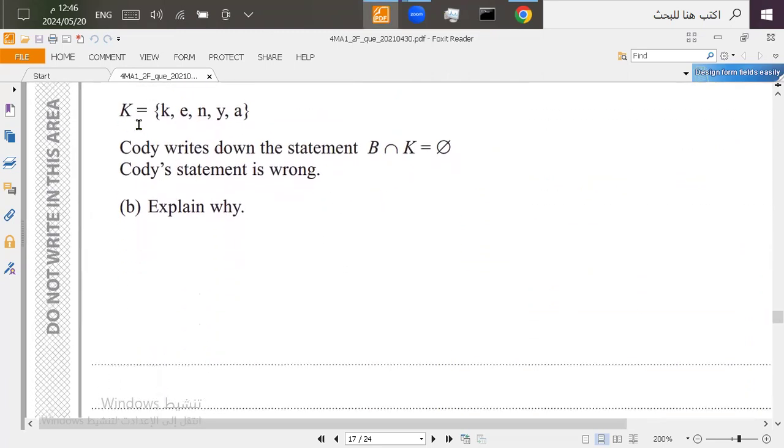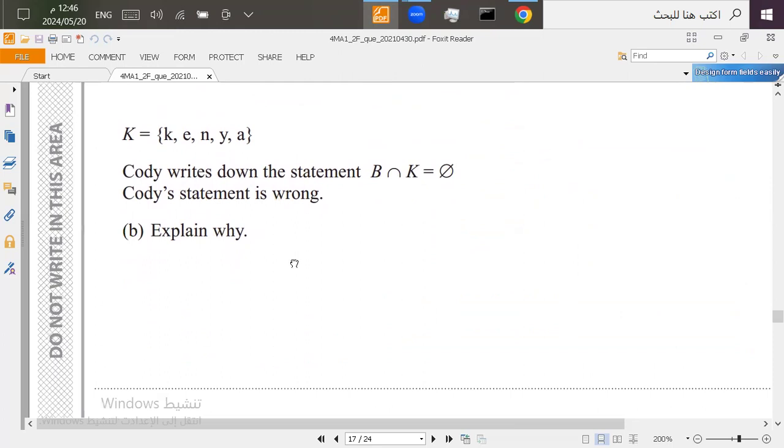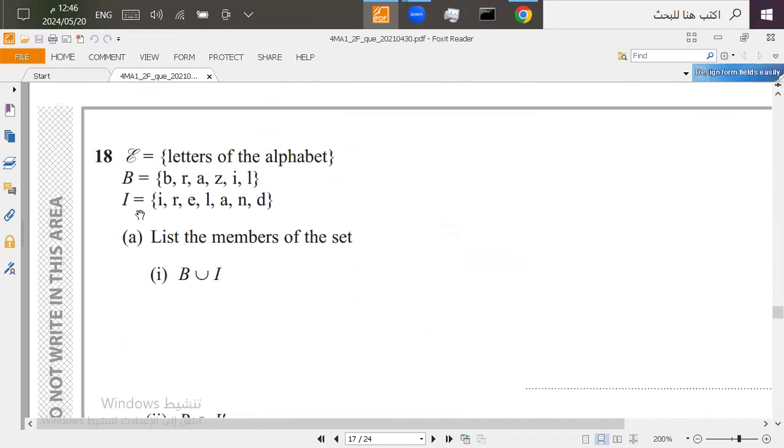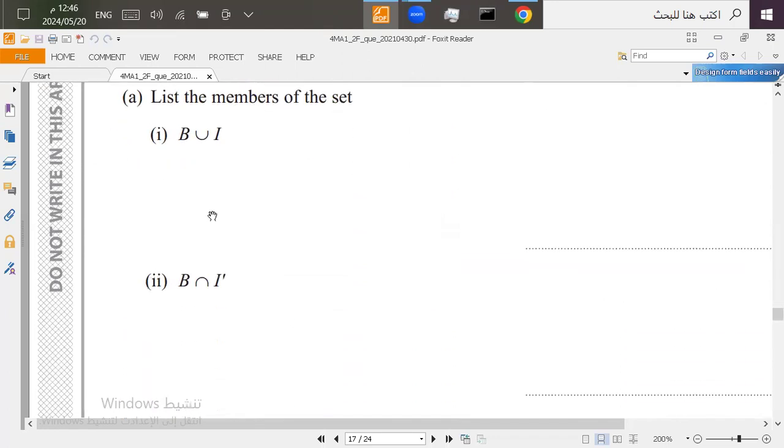Now we have set K, which is Kenya. Cody writes down the statement that B intersect K equals phi, which is an empty set. Now Cody's statement is wrong. Explain why. Why do you think Cody's statement is wrong? Now this is B, which is Brazil. We established that this is B, which is Brazil, and this is Kenya.